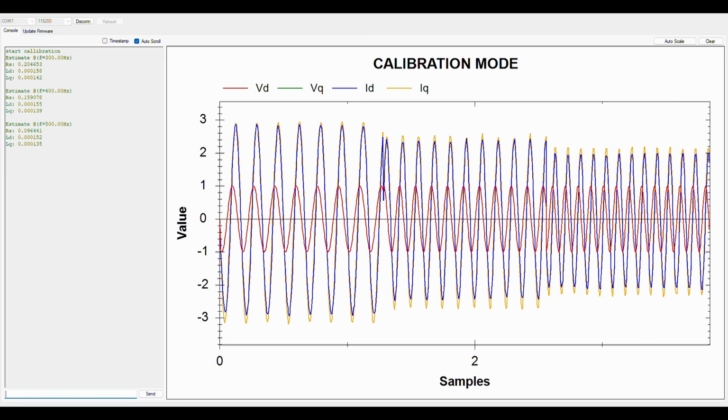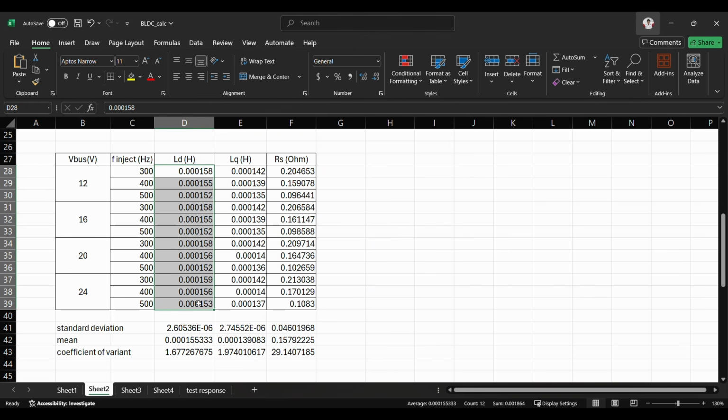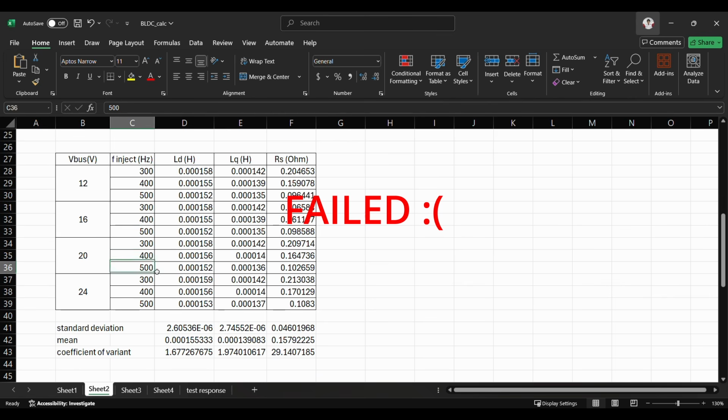After finishing data collection, I compared all the data, and the results indeed varied, but only slightly, with less than 5% difference in inductance. However, for the resistance value, it appeared that the higher the injection frequency, the lower the measured resistance became. This made me think about reviewing the measurement method.